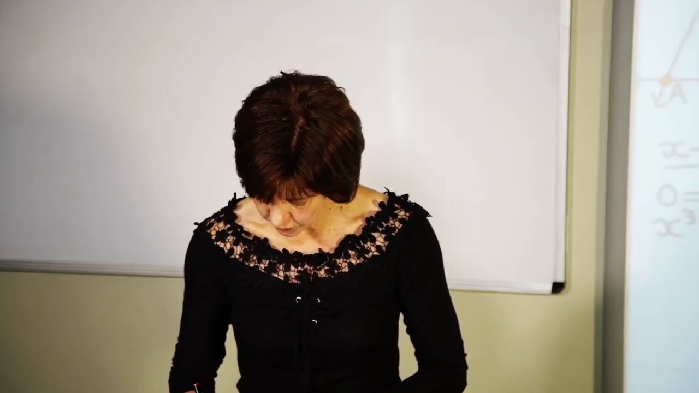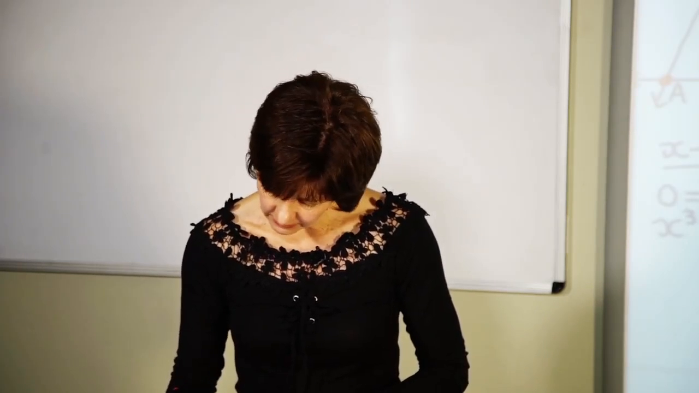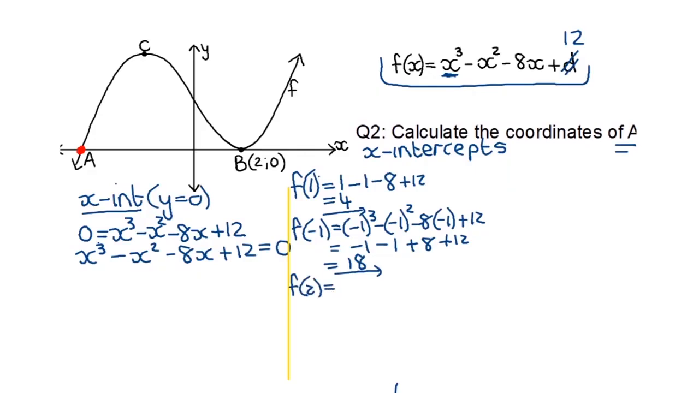Let's try f of 2. If I replace every x with a 2, 2 cubed is 8, minus 2 squared, which is 4, minus 8 times 2, which is 16, plus 12. Now this is minus 20 plus 20. It's 0. So once I found the 0, you can say x minus this value 2 is a factor.